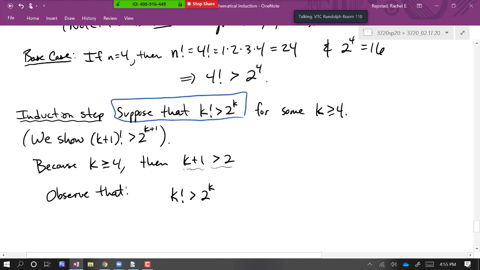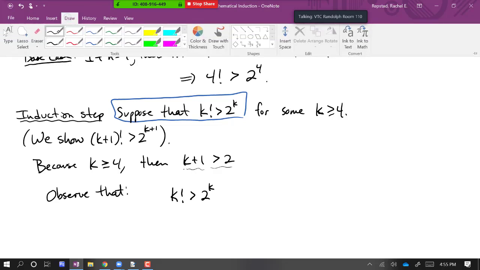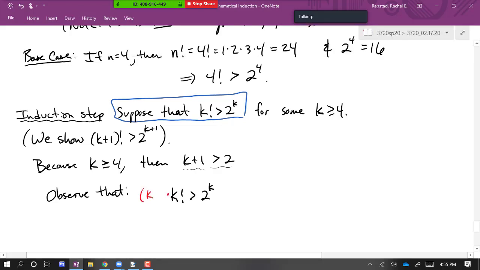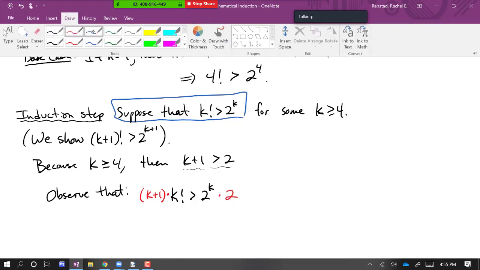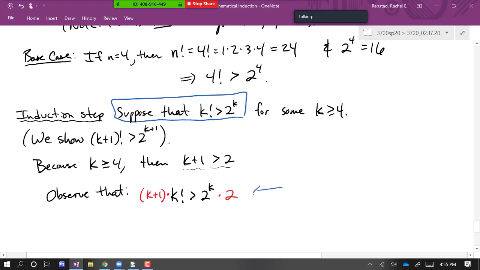I'm going to multiply by one thing on one side and one thing on the other, and we're going to be confident that we haven't flipped the inequality sign at all. So I'm going to multiply the left side by k plus 1. And I'm going to multiply the right side by 2. This is a legit move, because k plus 1 is greater than 2. So I've taken the left side, I've multiplied it by something bigger than what I'm multiplying by on the right side. That greater than sense has to be preserved.